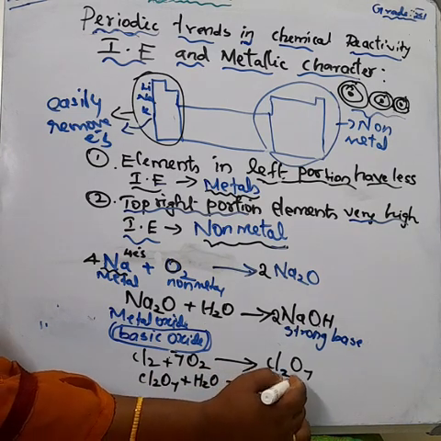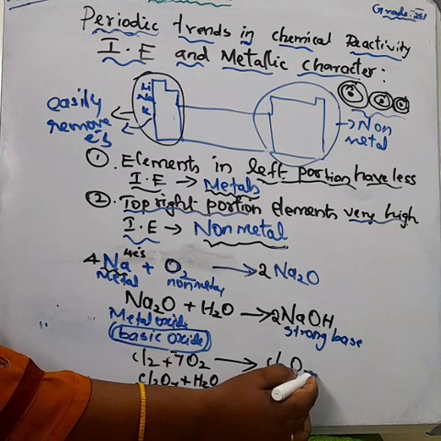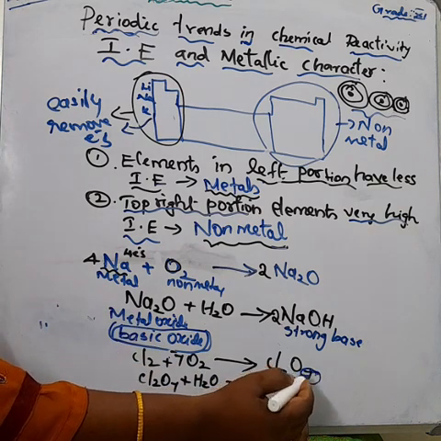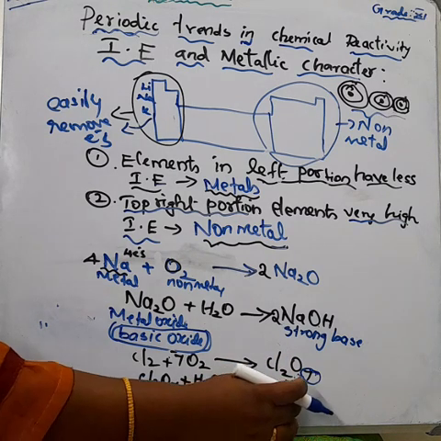HClO4, perchloric acid. So chlorine heptoxide, what is the formula? Cl2O7. Hept means 7. Okay. So chlorine heptoxide also combines with water to form perchloric acid.